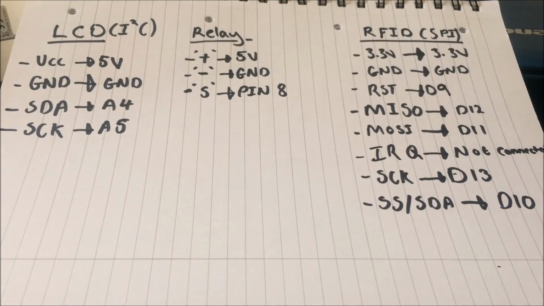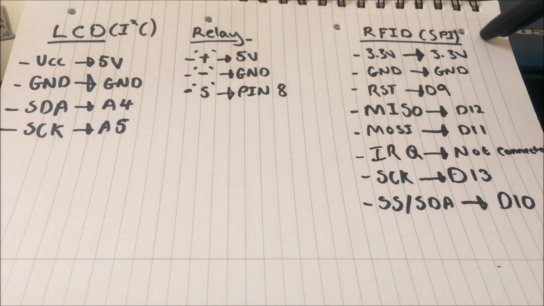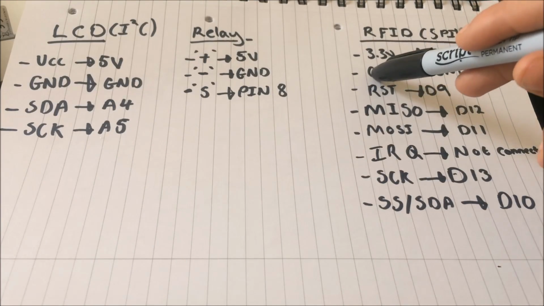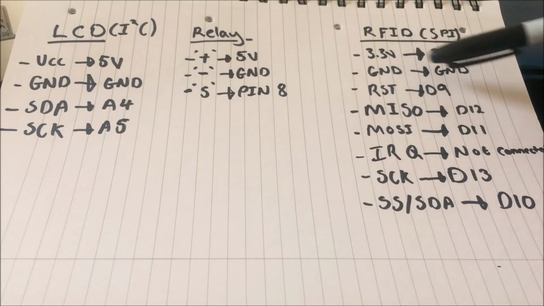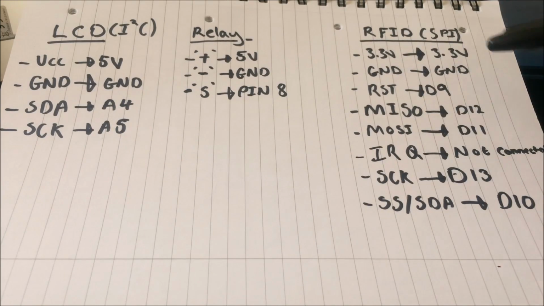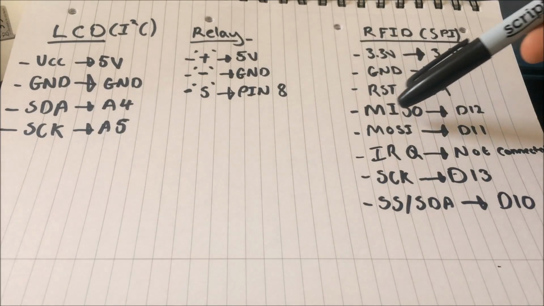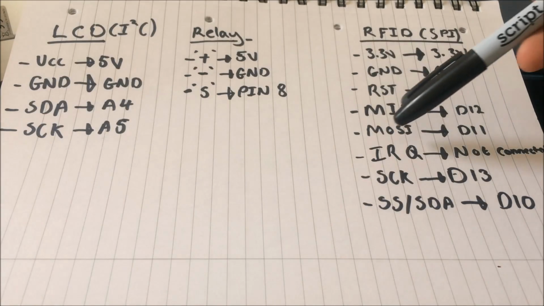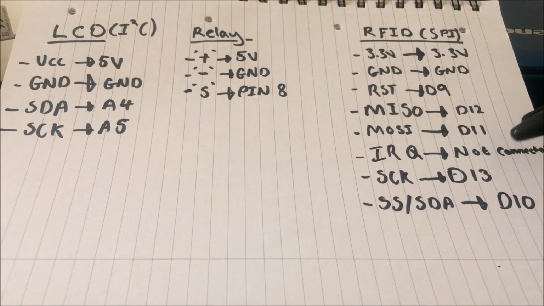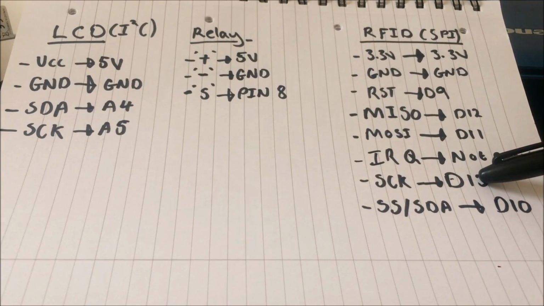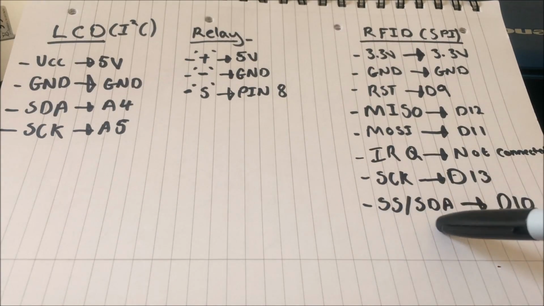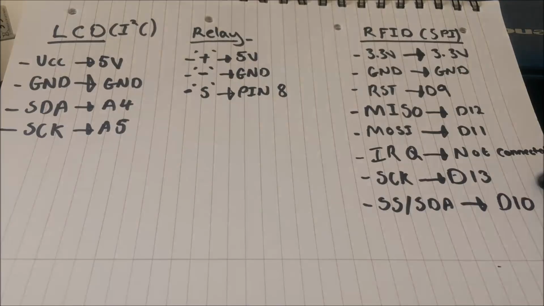Last but not least, we have our RFID module, which has 8 pins, however it only uses 7 of them. IRQ is not connected. So starting from the top, we have 3.3 volts, goes to 3.3 volts on our breadboard. Ground goes to ground. Reset goes to digital pin 9. MISO to pin 12. MOSI to pin 11. Like I said before, IRQ is not connected. Clock to D13, SS, SDA, which is our data line, to pin 10.